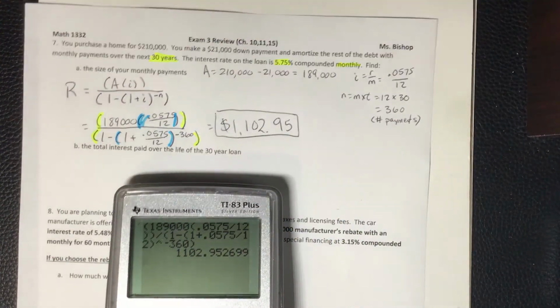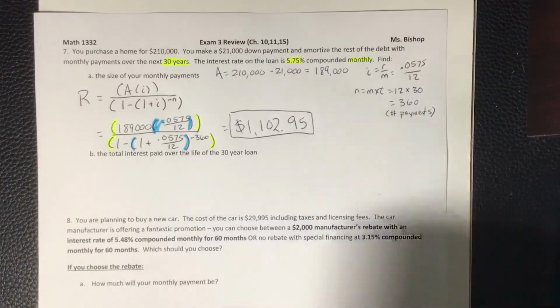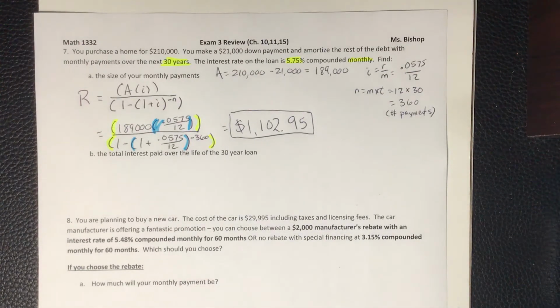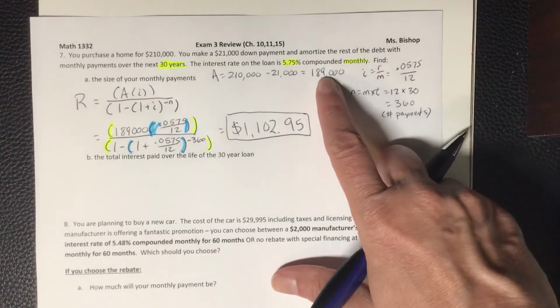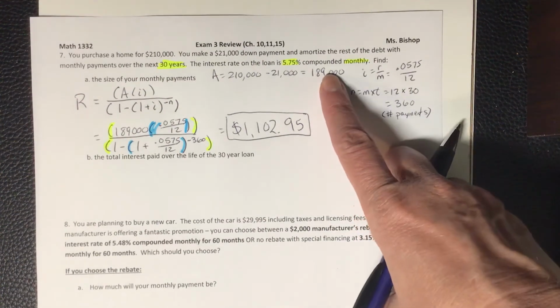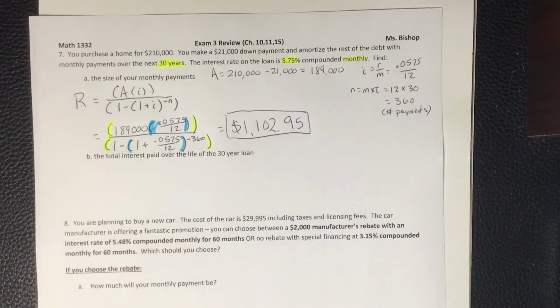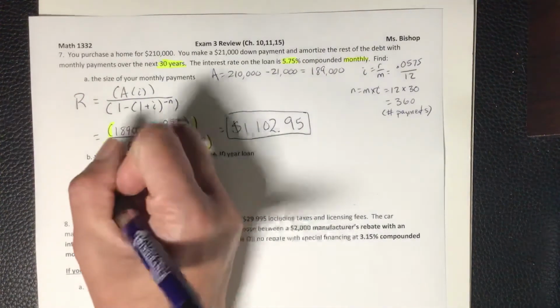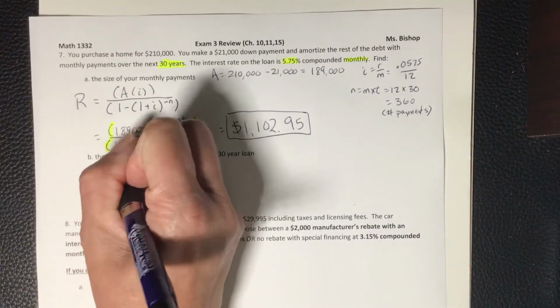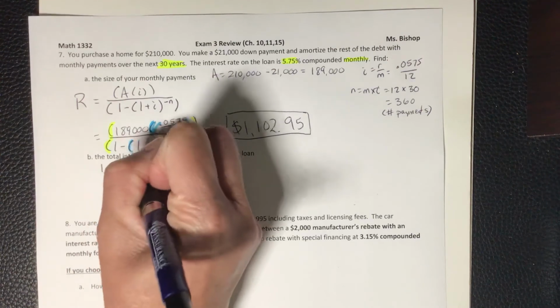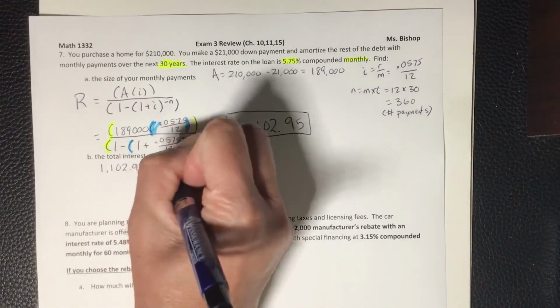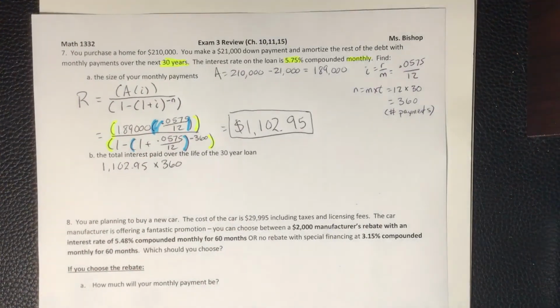Now, part B is trickier because it doesn't have a formula that goes with it, but it wants you to find the total interest. So I know if I find the total amount that I paid and I subtract off what I borrowed for the house, whatever the difference is has to be the interest. So I'm going to start by finding the total paid. We're going to take our payment, and remember we're going to make that payment a total of 360 times, right? Every month for 30 years.